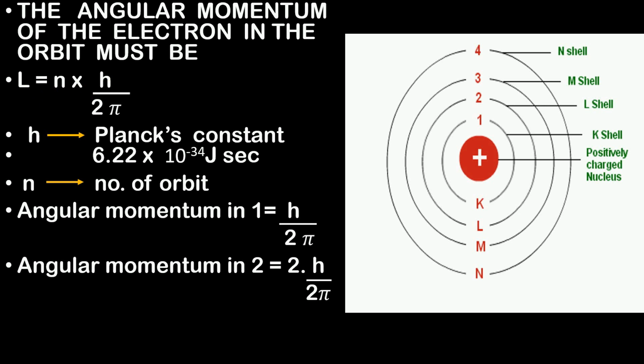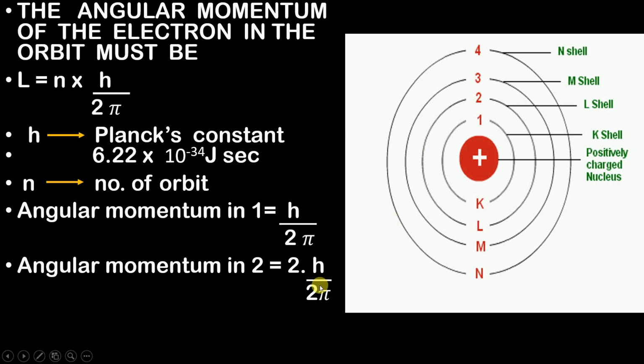Now if you have understood this point, can I say that the condition for the first fixed orbit is that the electron in that orbit must have angular momentum h upon 2π? Am I right? The condition for the first fixed orbit is that the electron revolving in that orbit must have angular momentum h upon 2π. Similarly, what is the condition for the second fixed orbit? The electron revolving in the second fixed orbit must have angular momentum 2 into h upon 2π.